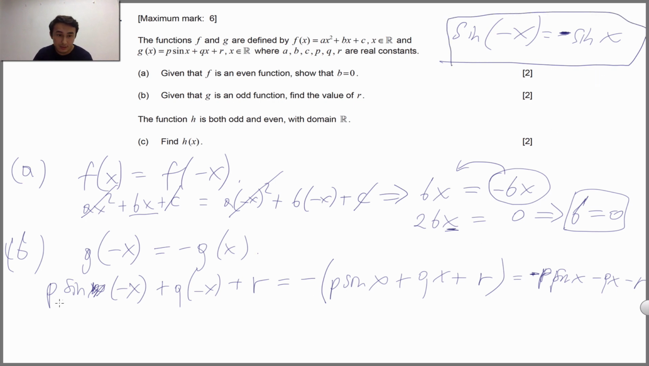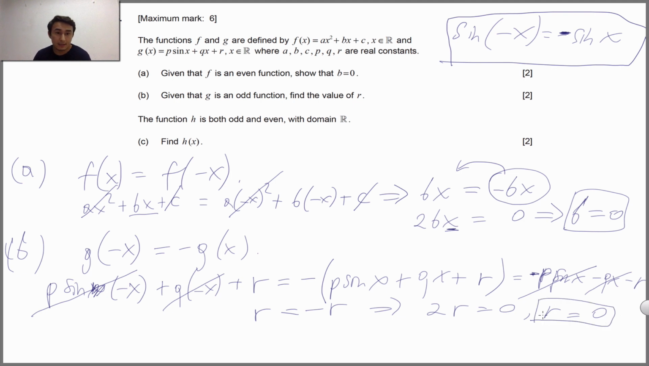So essentially, we can cancel this thing and this thing on the right. How about this? q and minus x will be basically the same as minus qx. So essentially what happens is r is equal to, on the right hand side, minus r. From here what follows is 2r is equal to 0, and so r is equal to 0. This is the value of r.